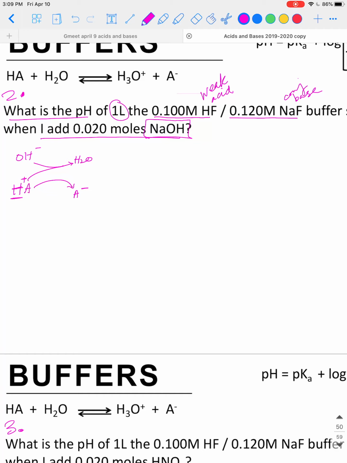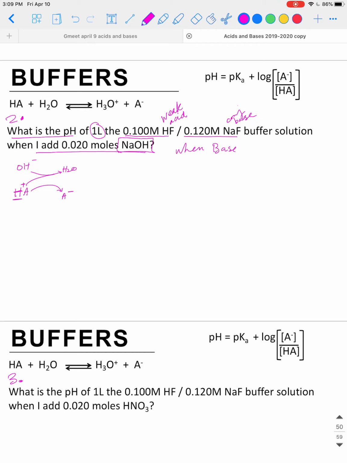I'm going to write that out so you guys know that. When base is added to a buffer, here's what happens. The concentration of the weak acid, HA, goes down, and we're going to create more of the conjugate base because of our diagram over here. All right, so you definitely need to know this.